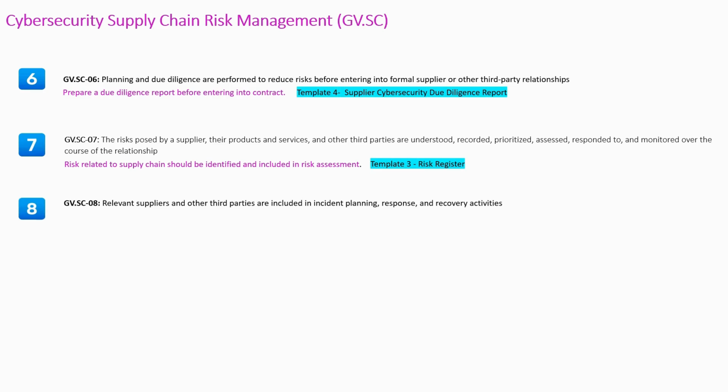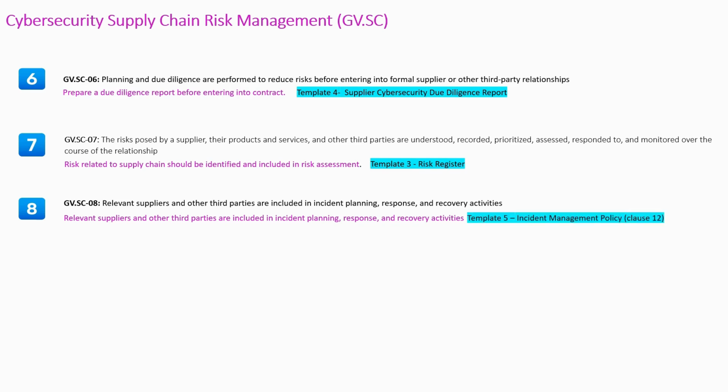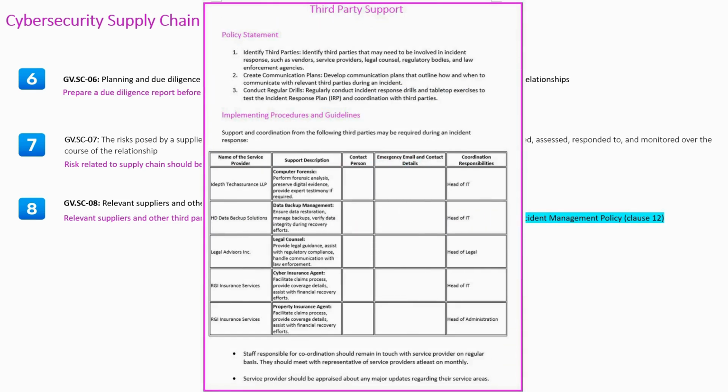The eighth subcategory requires that relevant suppliers and other third parties are included in incident planning, response and recovery activities. This is simple. You may like to refer to clause 12 of our template incident management policy. We have drafted procedures for including relevant suppliers and other third parties in incident planning and other drills. You may like to use the same template.